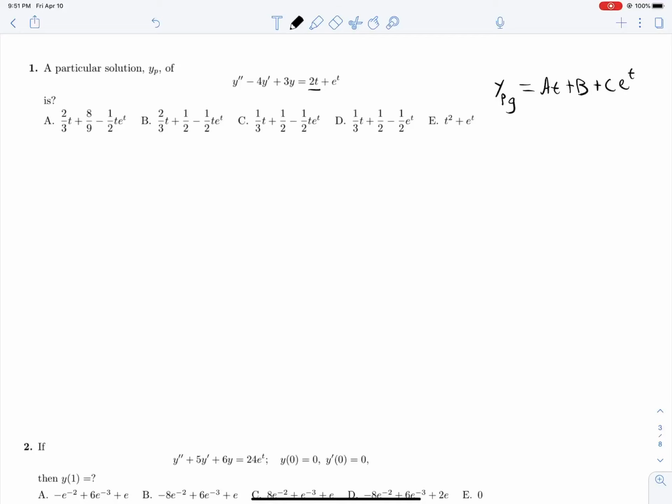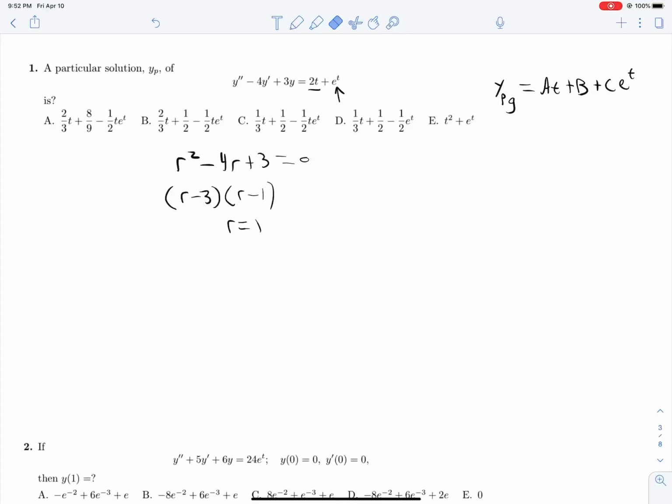But careful, we have to make sure that e to the t, or more specifically 1, is not one of the roots of our characteristic equation. Let's go take a look at that quickly. We have r squared minus 4r plus 3 is equal to 0. This is r minus 3, r minus 1. And there we go. We see that r equals 1 is in fact a solution here.